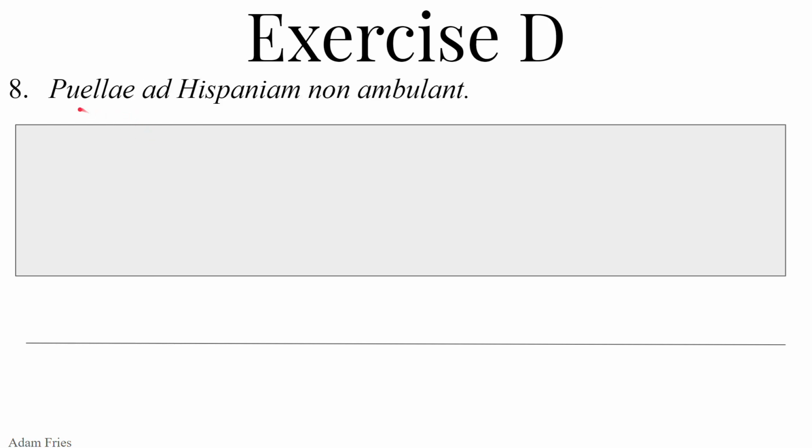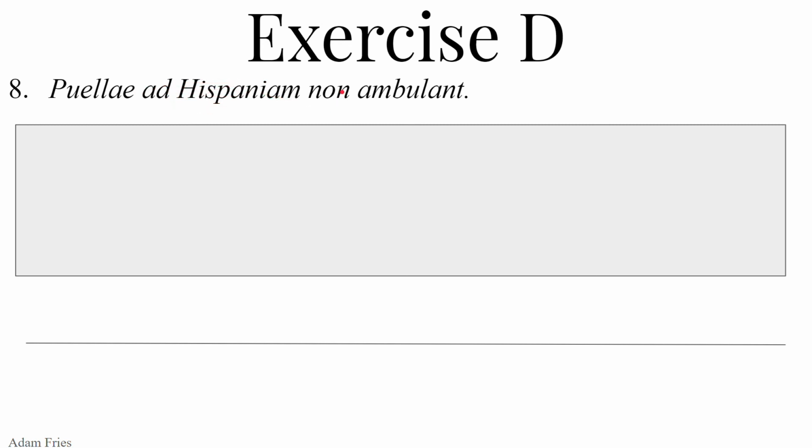8. Puellae ad Hispaniam non ambulant. So puellae, from puella, feminine girl, nominative plural, either the subject or the predicate nominative. It's probably going to be the subject. Ad takes the accusative case, meaning to or towards, motion towards. Hispaniam, from Hispania, feminine, Spain. Ending, that's the accusative, motion towards. So the girls are some sort of intransitive verb towards Spain.